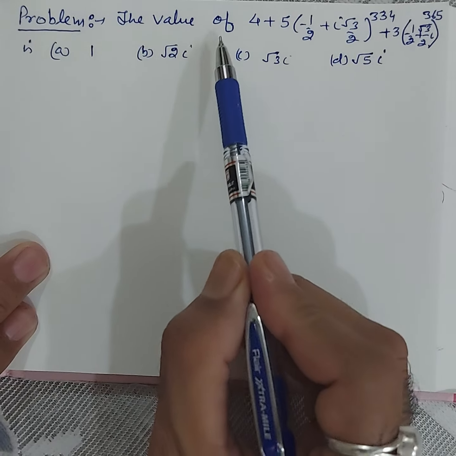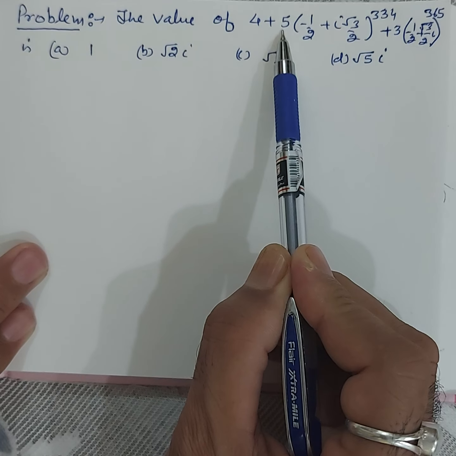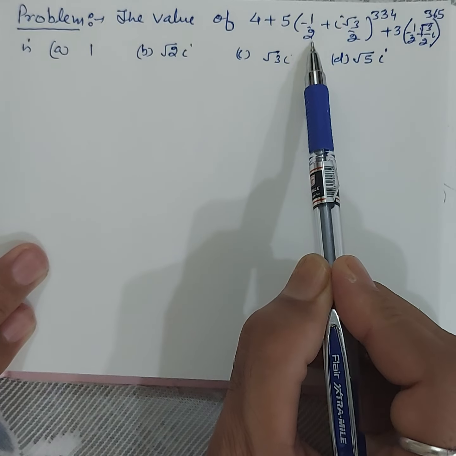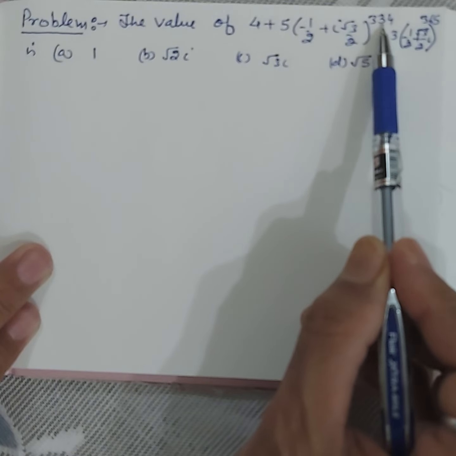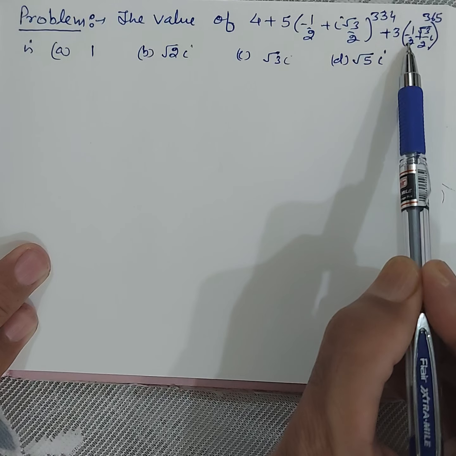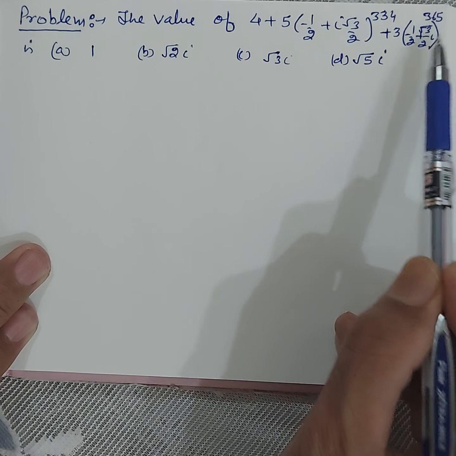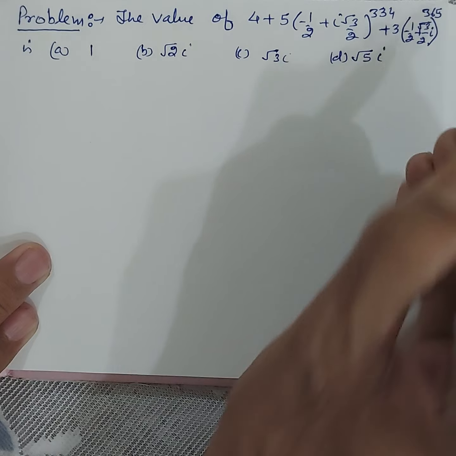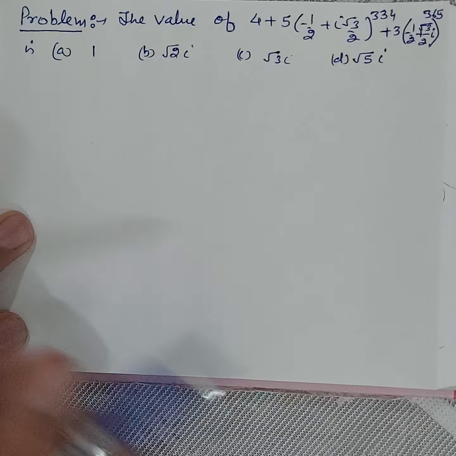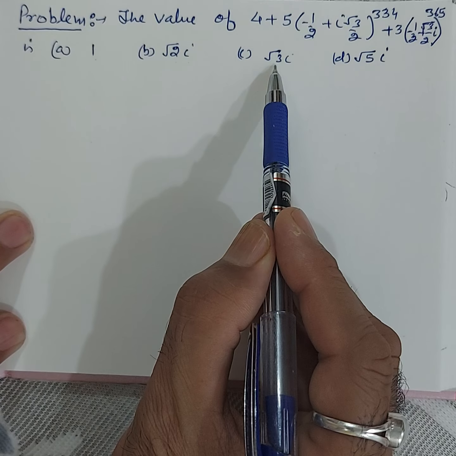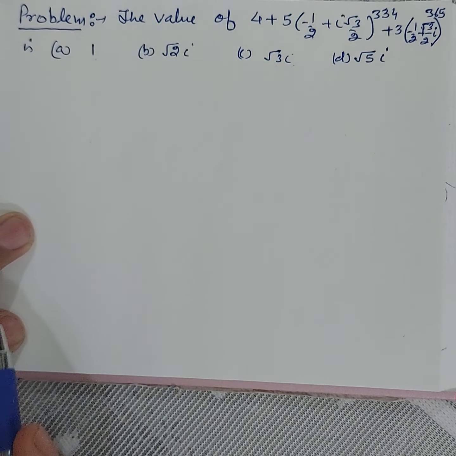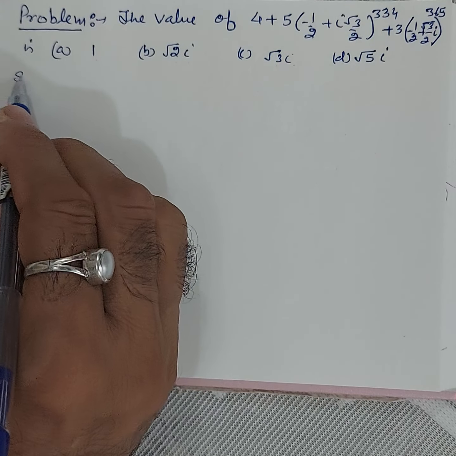The problem is: the value of 4 plus 5 into (minus 1 by 2 plus iota root 3 by 2) raised to 334 plus 3 into (minus 1 by 2 plus root 3 by 2 iota) raised to power 365 is 1, root 2, iota root 3, or iota root 5 iota. See the solution.